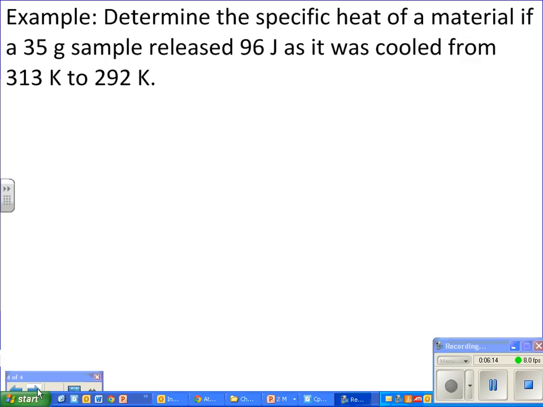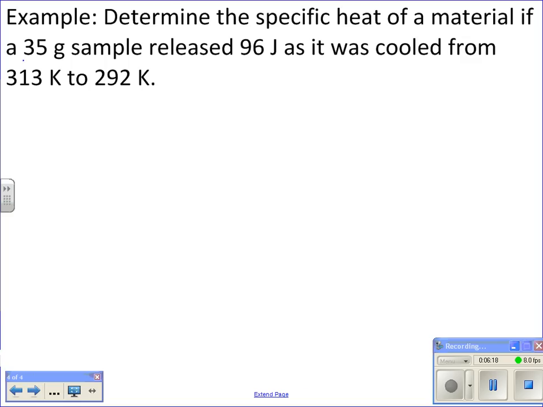The best way to do these problems is to write out your given information. Some students like to underline all the numbers to help them remember what they need to write down. It helps to do it on the side. I always do it on the left. 35 gram sample, that would be the mass. And it released 96 joules. So joules, we're talking about the heat. It is released, so Q is negative 96 joules.